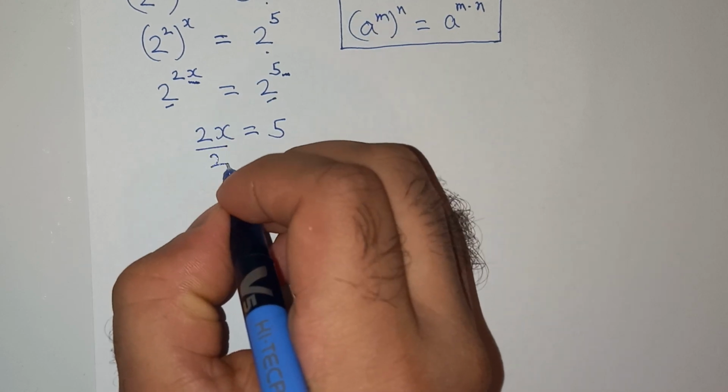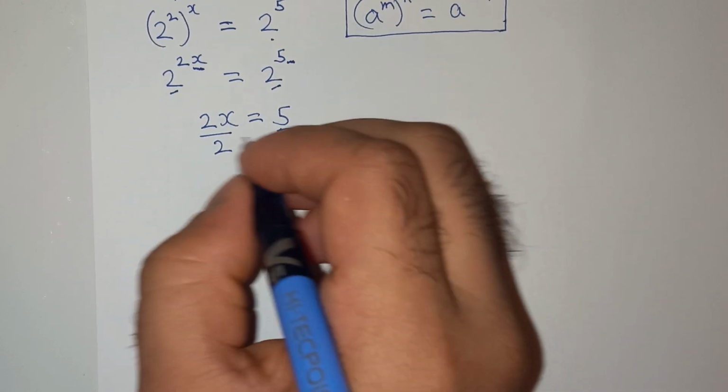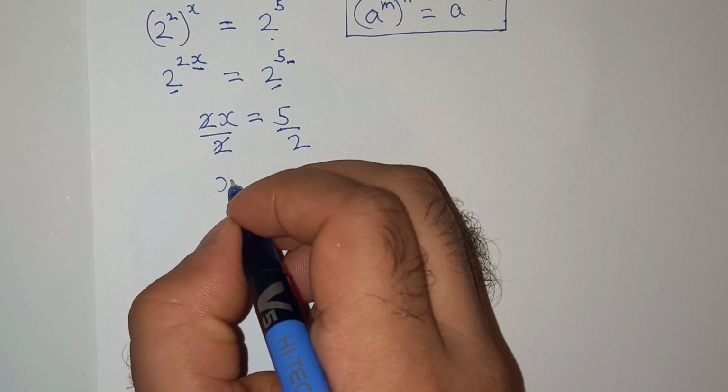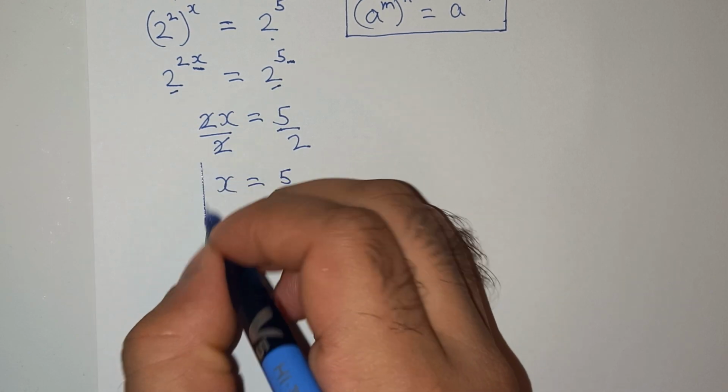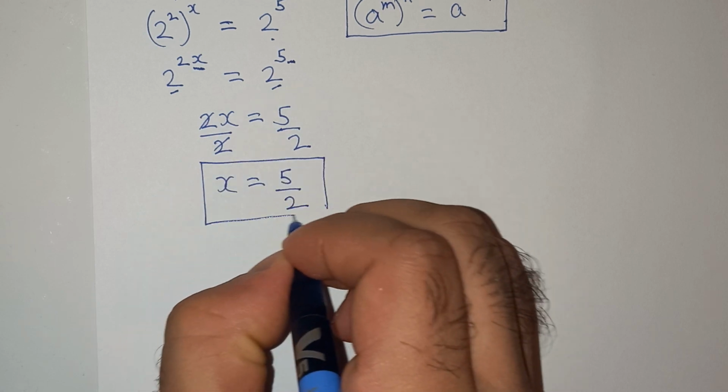Now divide by 2 on both sides. So this 2 and 2 will cancel. We have x equals 5 divided by 2. So this is our final answer.